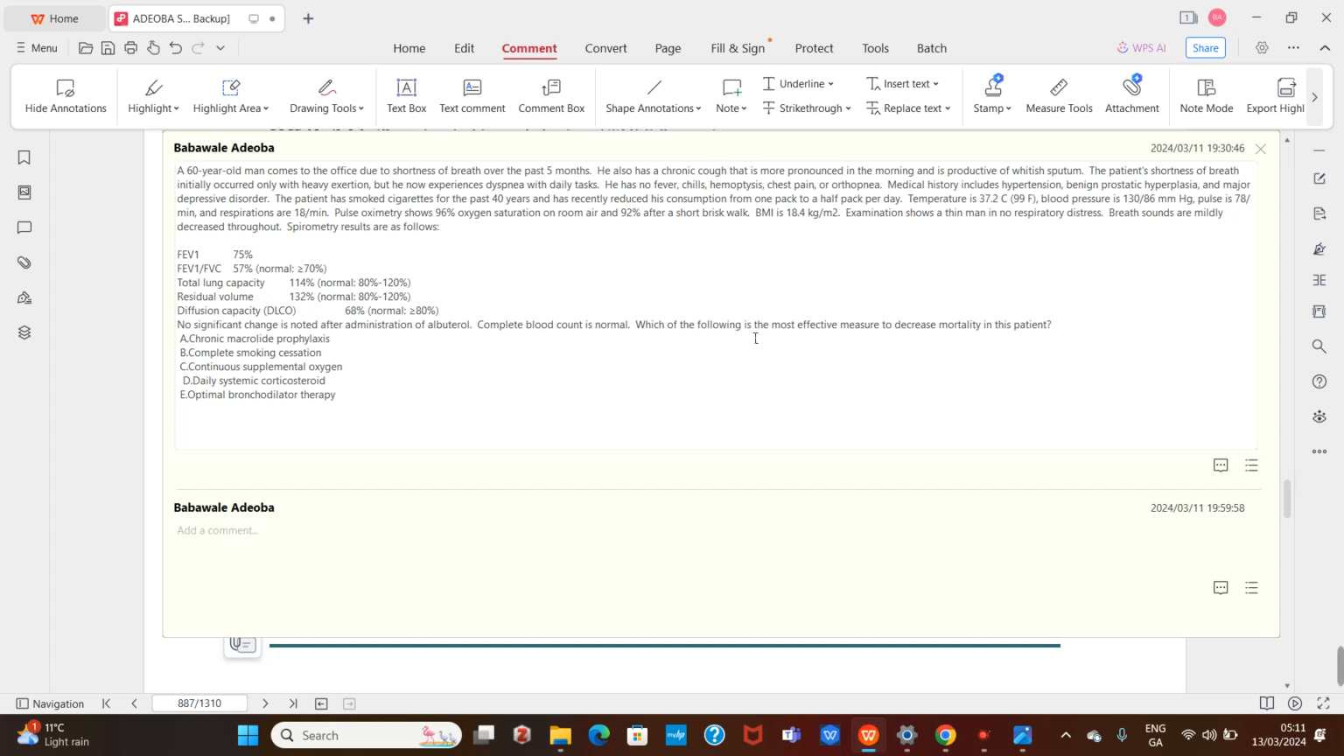This one will be emphysema because of the fact that he's thin. BMI is 18, a thin man. And what else is supporting emphysema? The diffusion capacity. Diffusion capacity is low, it's 68, normal is greater than 80. So it will be emphysema.